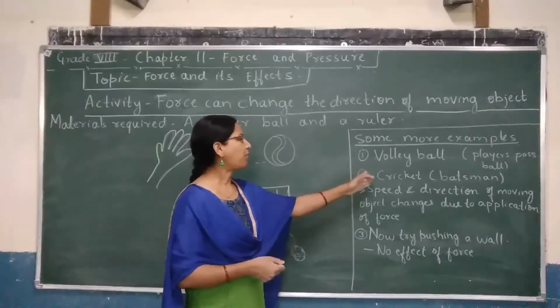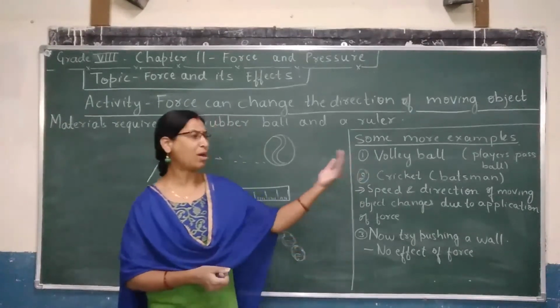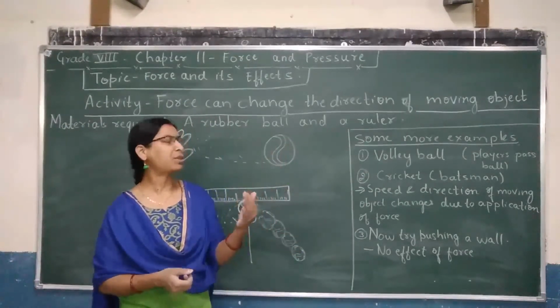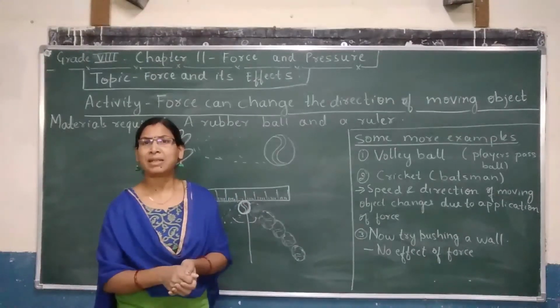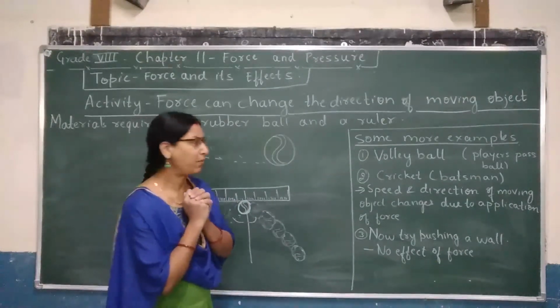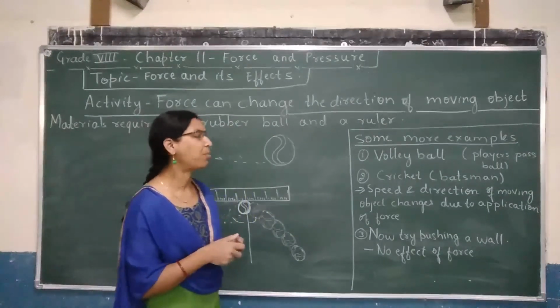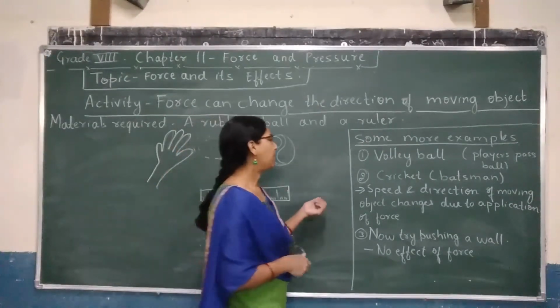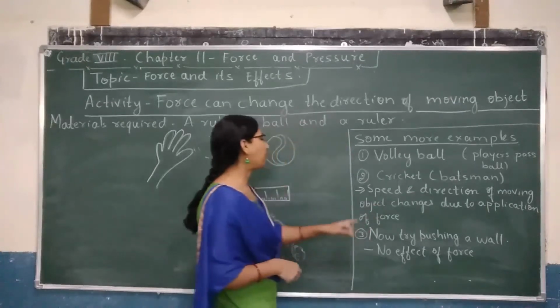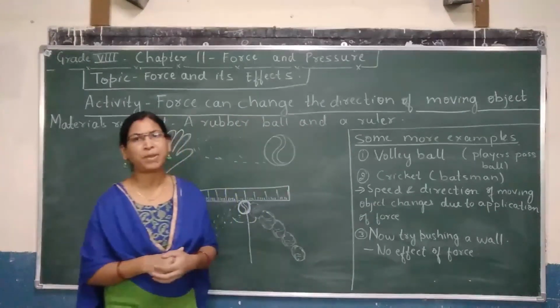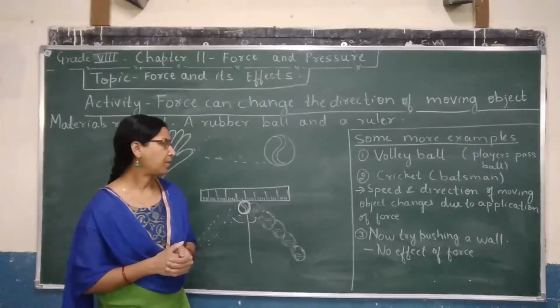Another example is cricket, where the ball is coming to the batsman. The batsman is trying to hit the ball with much force so that the direction of the ball changes. So speed and direction of a moving object change due to the application of force.